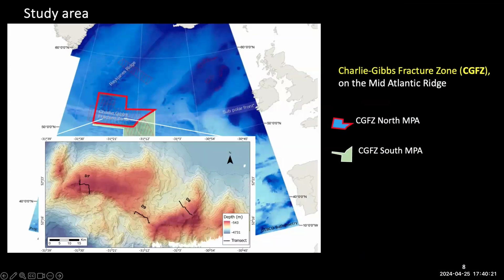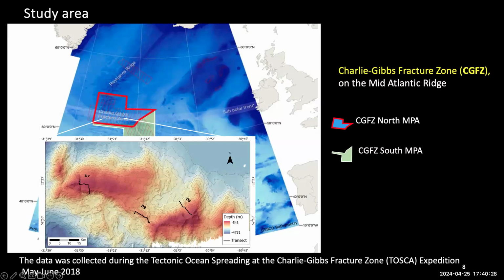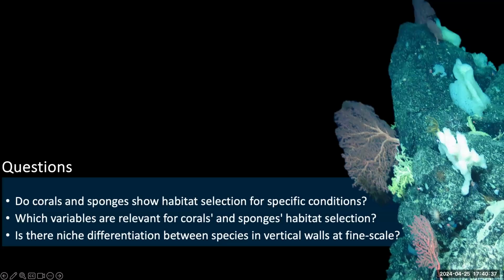And here you can see three of the transects that I used to get all the data that I needed for this study. The data was collected during the Tectonic Ocean Spreading at the Charlie Gibbs Fracture Zone expedition in 2018. So my questions are: do corals and sponges show habitat selection for specific conditions? Which variables are relevant for corals and sponges habitat selection? And is there niche differentiation between species in vertical walls at fine scale?